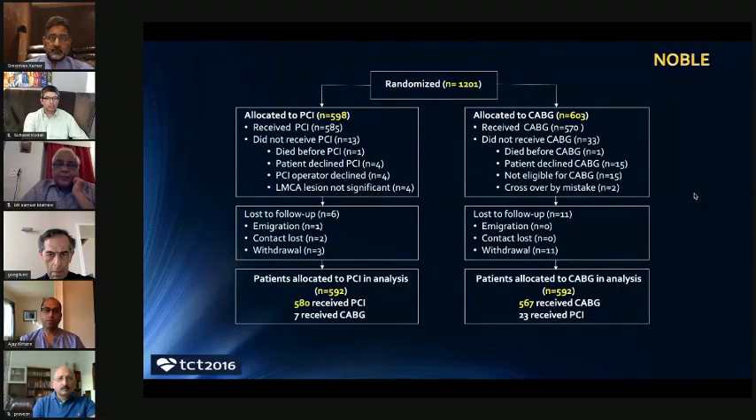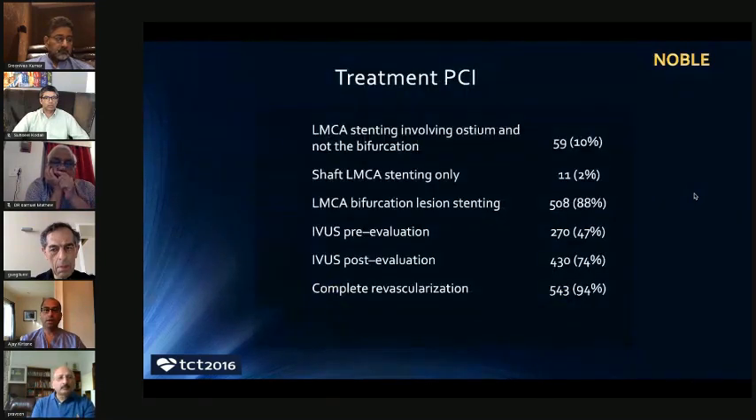So what I'll cover briefly is Excel, Noble, meta-analyses, controversy, and then hopefully get a synthesis of where the data is. So first, the Noble trial: 1,200 patients allocated to PCI or CABG and followed out for a period of 5 years. It's notable that this is not just cherry-picked ostial left main disease. This is kind of everything. And as you can see, the left main was stented at the bifurcation in almost 90% of cases.